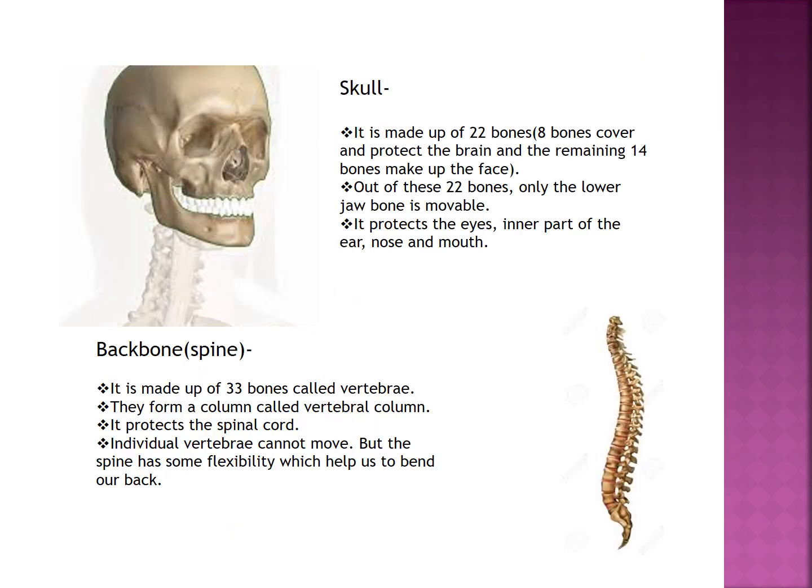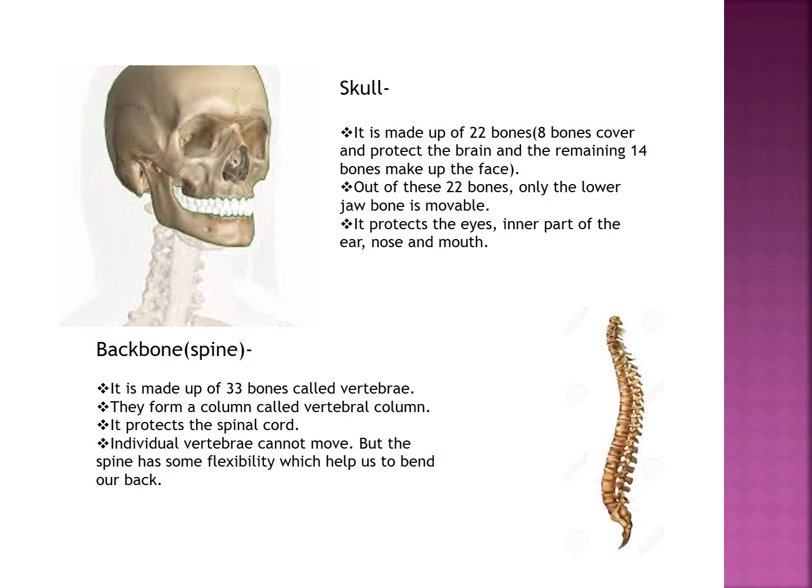Next we'll study about human skull. It is made up of 22 bones. 8 bones cover and protect the brain, and the remaining 14 bones make up the face. Out of these 22 bones, only the lower jaw bone is movable and rest all are immovable. Skull is very important for our body as it protects the eye, inner part of the ear, nose and mouth.